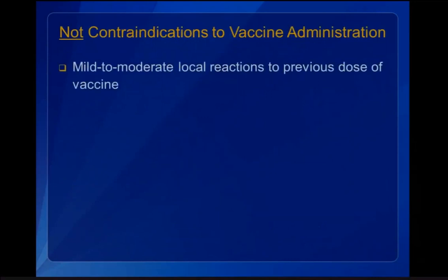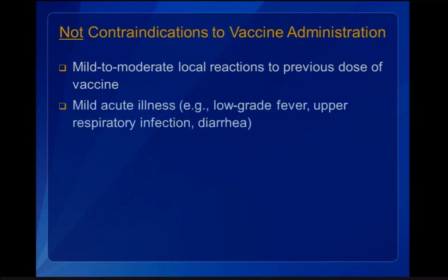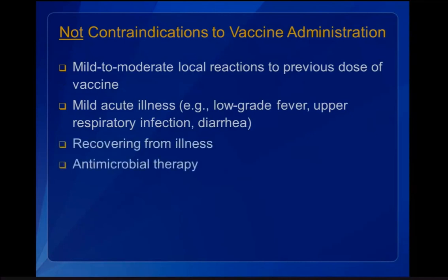These are not contraindications. So mild to moderate local reactions to a previous dose of vaccine. This usually happens with the inactivated vaccines, not the live ones, but that's not a contraindication. And I've received many, many vaccines because I travel overseas, so it's not unusual for me to get a local reaction. But that doesn't mean next time around, once that's expired, that I don't need to go back and get that vaccine again. Mild acute illness isn't a contraindication. Severe acute illness is. Recovering from illness, you can go ahead and give the vaccine.